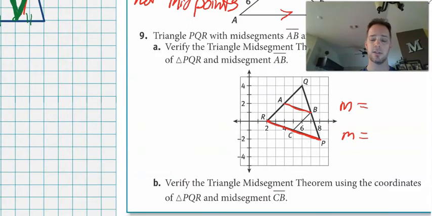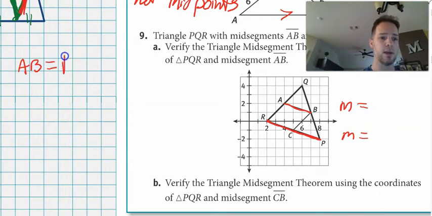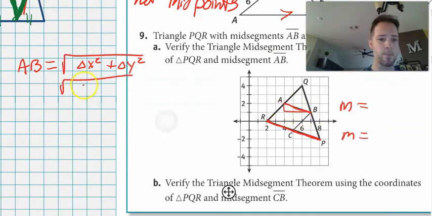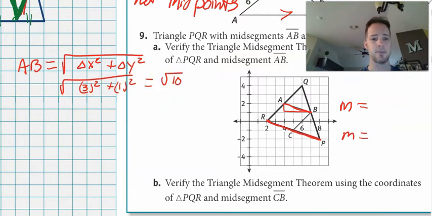Okay, so let's go ahead and find the distances first to make sure that AB is 1/2 of RP. So AB equals, distance formula is change in x squared plus change in y squared. Looks like change in x is 3, change in y is 1. Equals 9 plus 1, which is square root of 10.